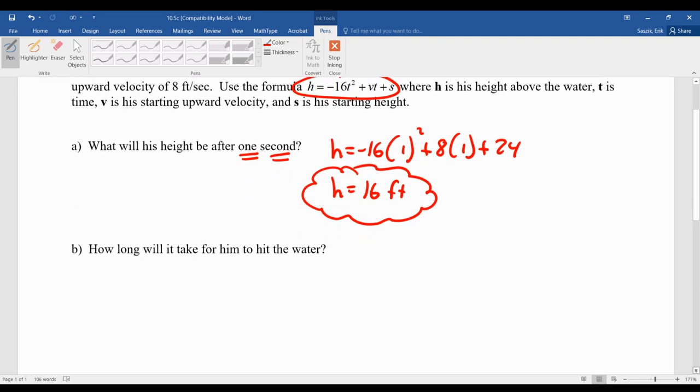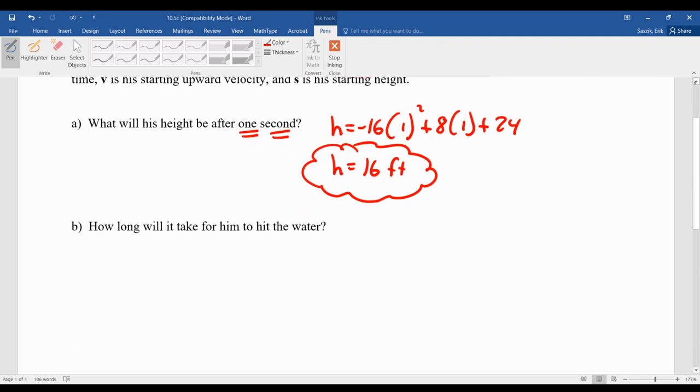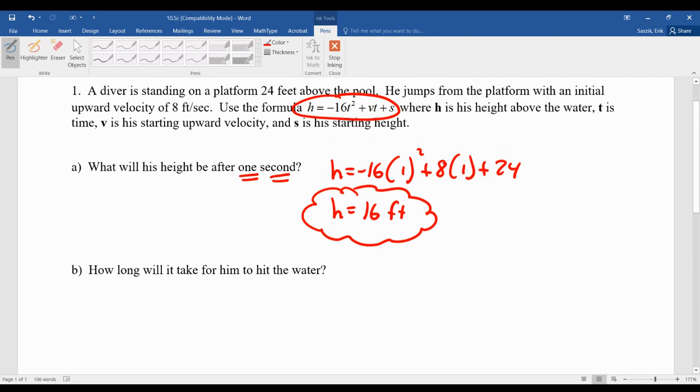So that's pretty simple. It's this next one that's a little bit harder. See, again, ask yourself, what are you being given and what are you being asked for? Here it says, how long will it take for him to hit the water? So they're asking us to solve for the time. We don't know what the time is. Time is just going to be t.